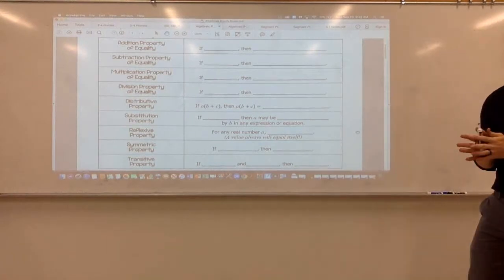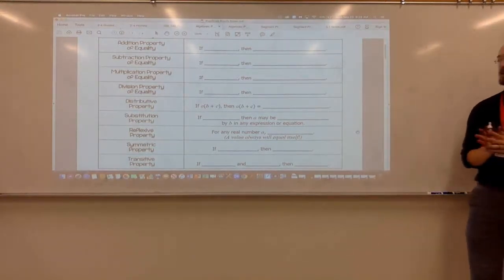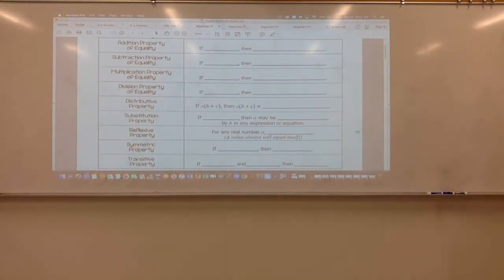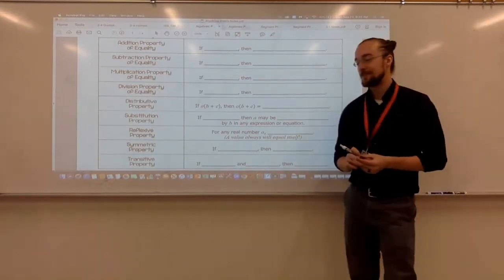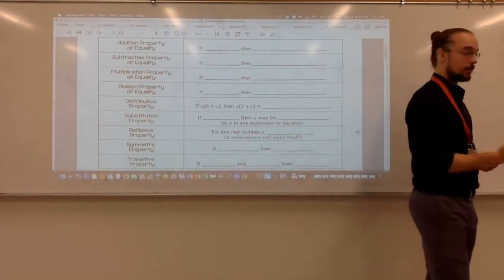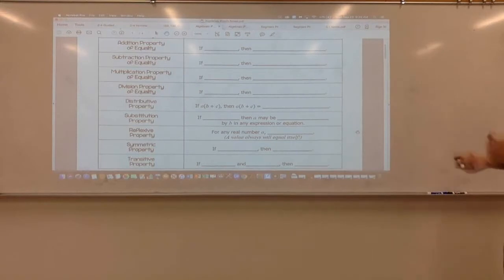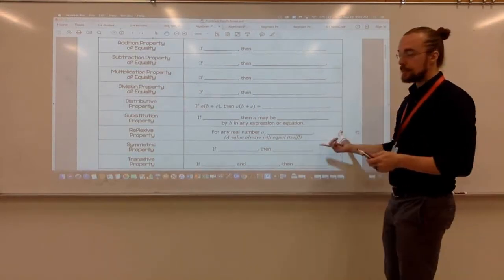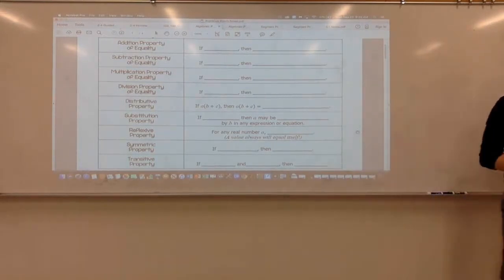Alright, today we are going to start talking about proofs. To start, we're going to do algebraic proofs. So this is just going to be solving equations and then writing down a reason for each step.